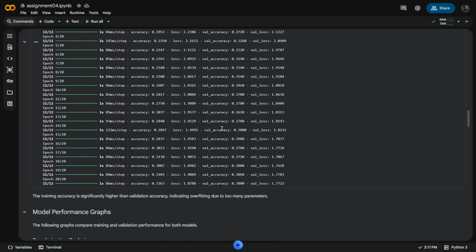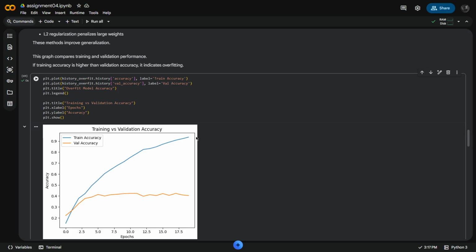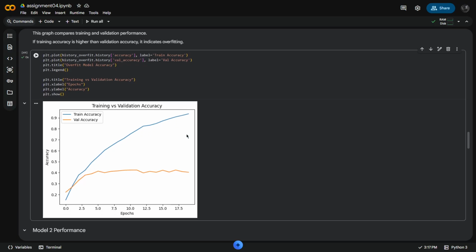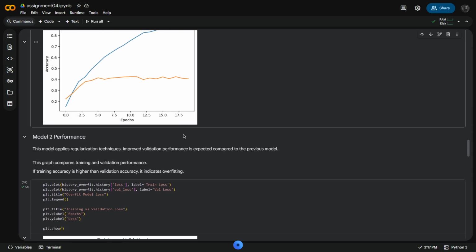From the graph, training accuracy reaches around 93%, while validation accuracy stays around 41%. This large gap indicates the model memorizes training data but does not generalize well.